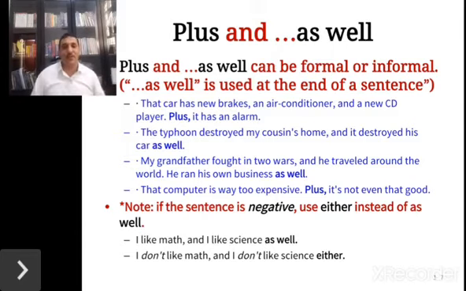This is impossible, okay? The car has new brakes, an air conditioner, and a new CD player. Plus, it has an alarm. So something greater is there, or something unique. You add something unique to the common description.